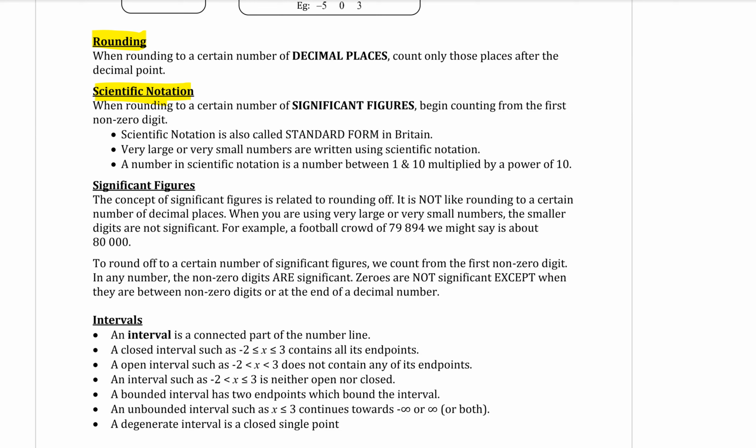I'm not sure why that's in there. That's kind of in the significant figures part. But scientific notation, which is also called standard form, is when we want to write a very large or a very small number. Okay, we don't want to have to write 9 with lots of zeros. Too many zeros, okay? We want to be able to write it much shorter to save ourselves some time.